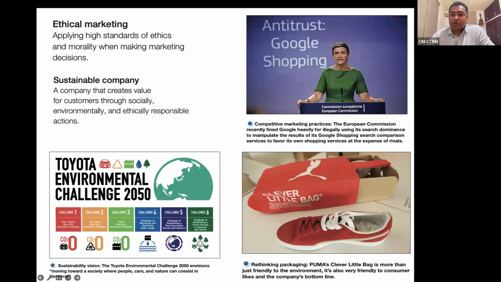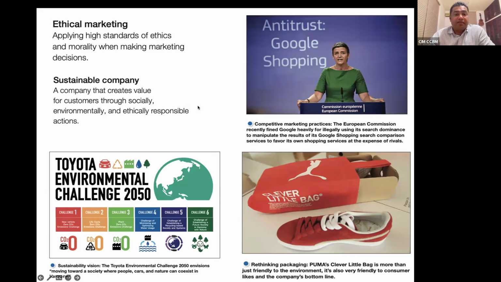And today there are consumers that are conscious about the environment who would pay a premium price. And here's an example of antitrust, Google Shopping. The European Commission recently fined Google heavily for illegally using its search dominance to manipulate the results of Google Shopping search comparison services. So you can see today even Mark Zuckerberg has been taken to court, right? Because of Instagram and Facebook, people are spending so much time and they are making money with people's content, with people's pictures. So you can see how Google has been taken to task.